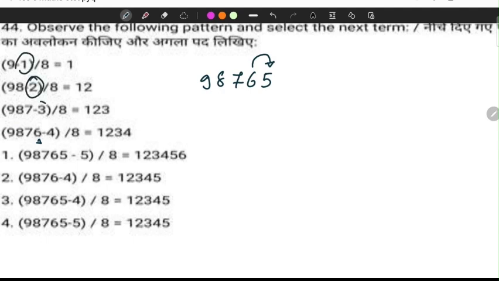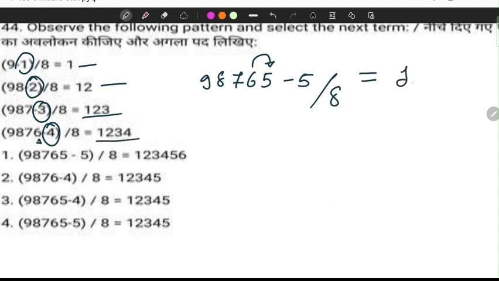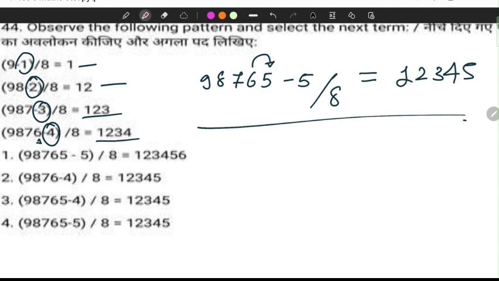So what are the numbers that they are subtracting over here? Minus 1, minus 2, minus 3, minus 4. So they will subtract minus 5 here and divide by 8 as it is. So what will be the answer that we are getting here? 1, 2, 1, 2, 3, 1, 2, 3, 4. So we will get 1, 2, 3, 4 and 5 as the answer. So the correct answer for the given question is option number A.